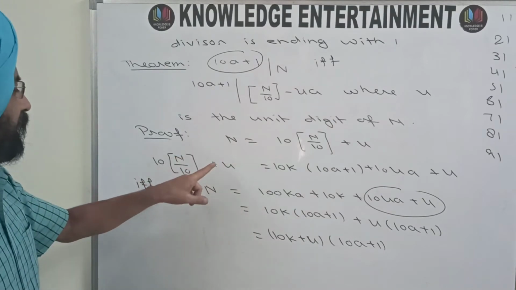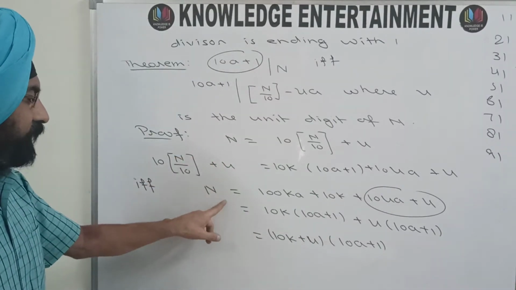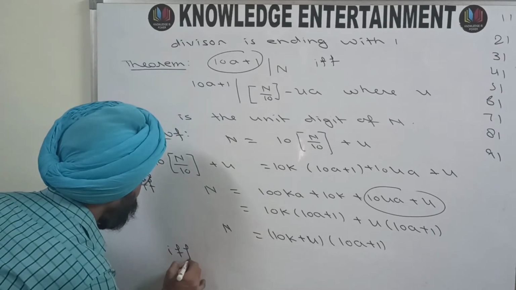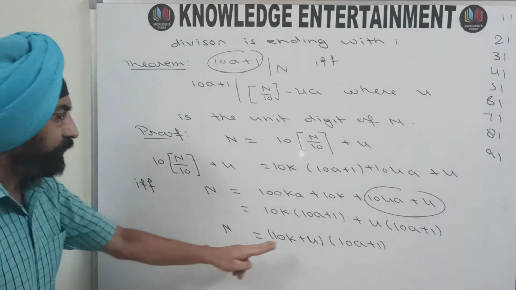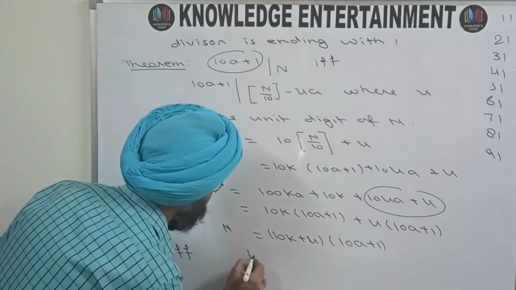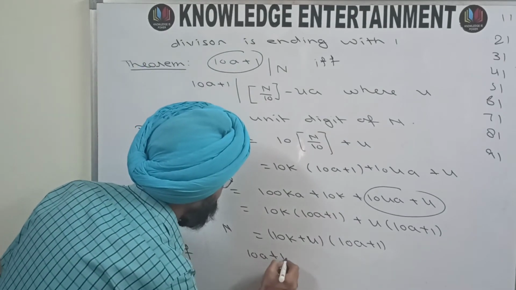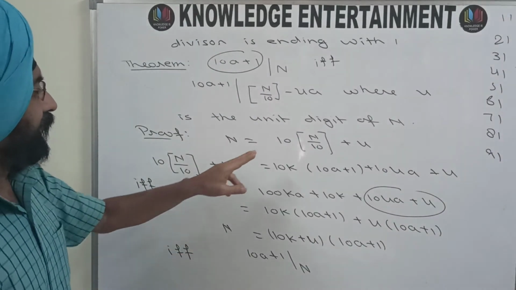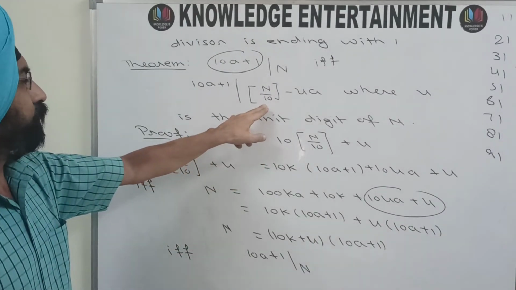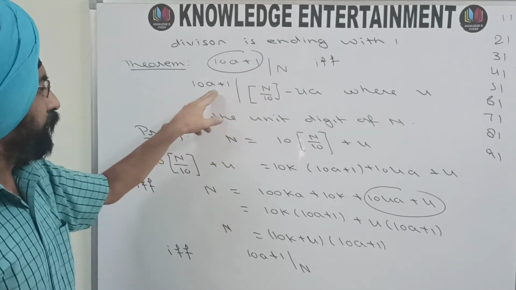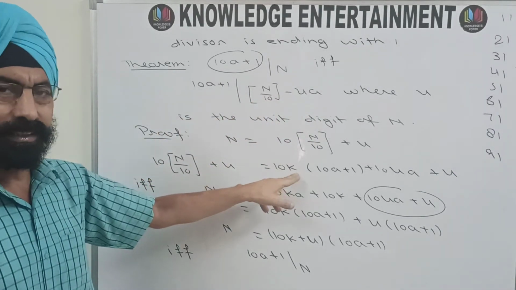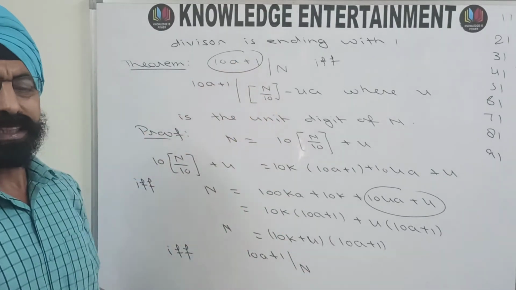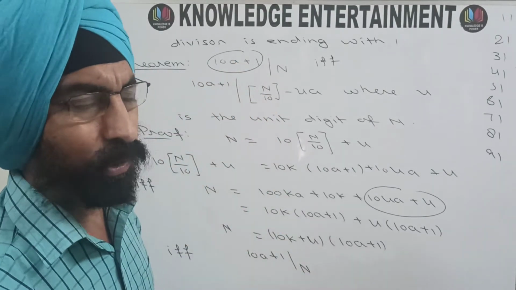So this if and only if this, if and only if this, and from here you can write if and only if your 10a plus 1 divides n. If your floor of n by 10 minus ua is divisible by 10a plus 1, from where we have started, then your 10a plus 1 divides n also. So this is the theorem, and how to apply it now.